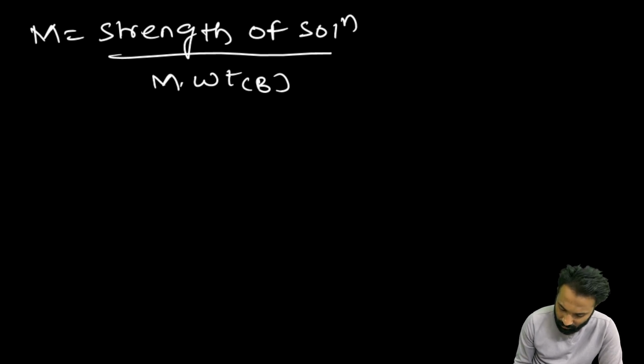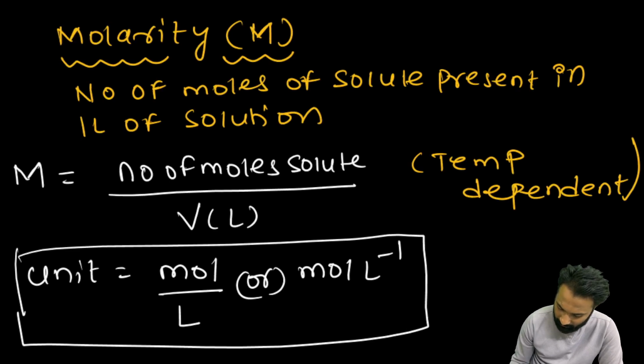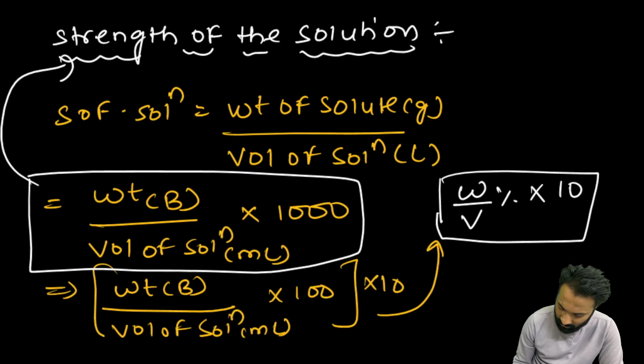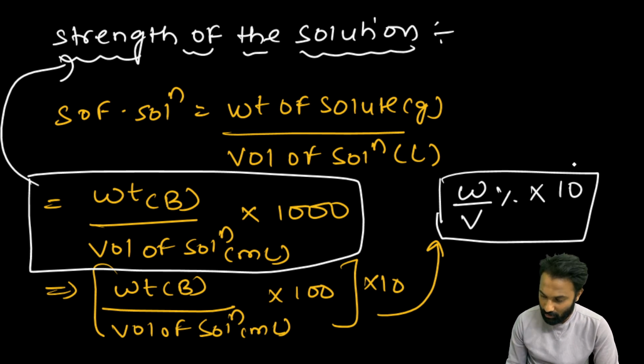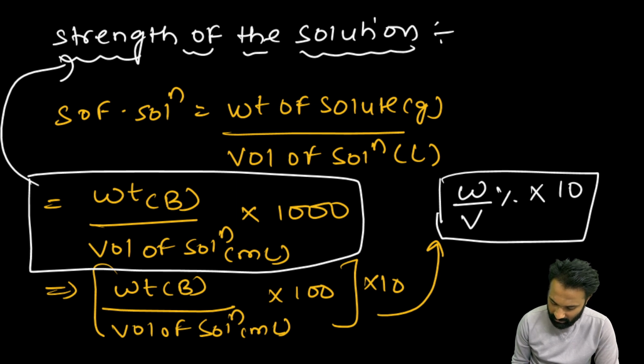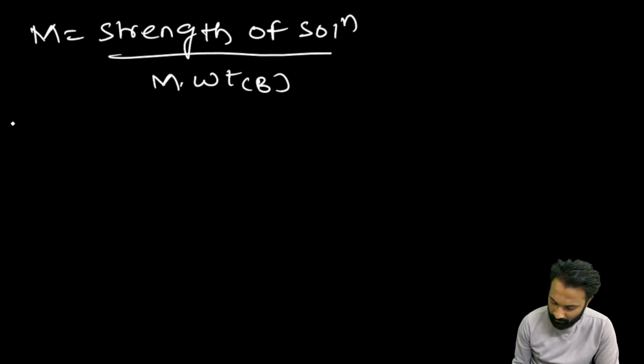Already the strength of the solution we have derived here, right? What have we derived for the strength of the solution? Strength of the solution is equal to weight by volume percentage into 10. So can I write this strength of the solution in this manner?